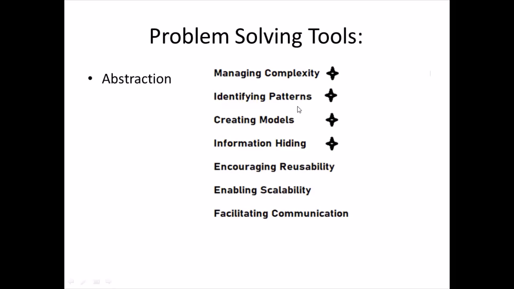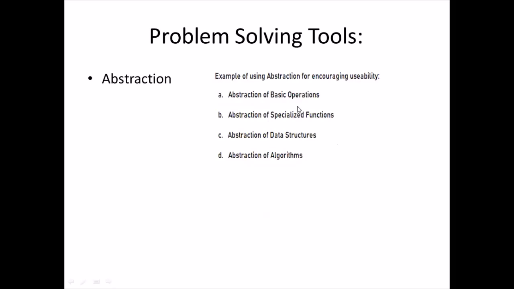Let's take, for example, an abstraction that encourages reusability. Let's consider a scenario where you are developing a library of utility functions for mathematical calculations. Abstraction can be applied to create reusable abstractions that can be utilized across different mathematical operations. Here's how it can be done. The first is abstraction of basic operations, abstraction of specialized functions, abstraction of data structures, abstraction of algorithms. We're going to look at the first.